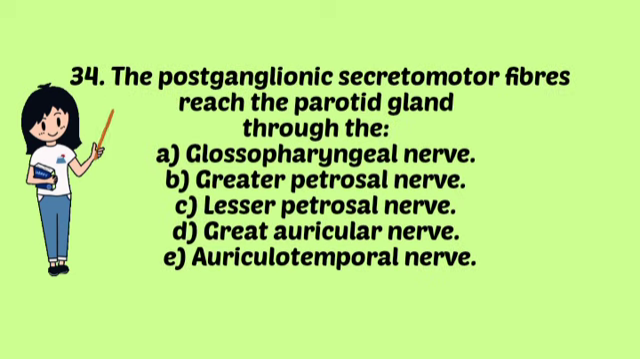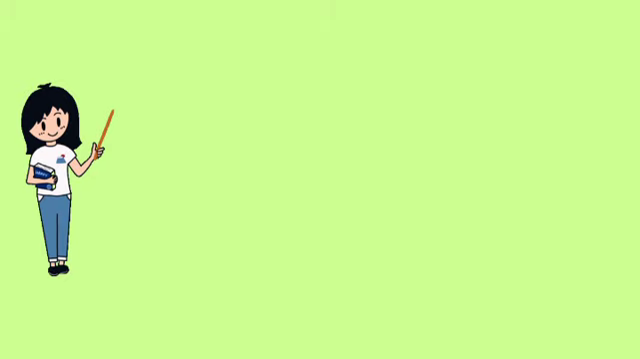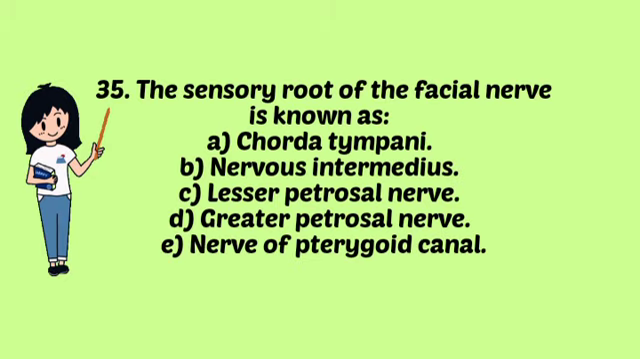34. The postganglionic secretomotor fibers reach the parotid gland through the A. Glossopharyngeal nerve, B. Greater petrosal nerve, C. Lesser petrosal nerve, D. Auriculotemporal nerve. 35. The sensory root of the facial nerve is known as A. Chorda tympani, B. Nervus intermedius, C. Lesser petrosal nerve, D. Greater petrosal nerve, E. Nerve of pterygoid canal. Option B is correct, nervus intermedius.